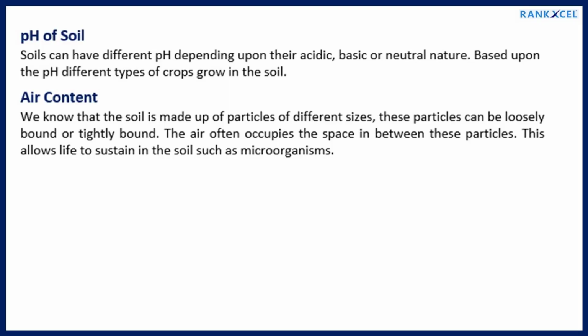pH of soil. Soils can have different pH depending upon their acidic, basic or neutral nature. Based upon the pH, different types of crops grow in the soil. Air content. We know that the soil is made up of particles of different sizes. These particles can be loosely bound or tightly bound. The air often occupies the space in between these particles. This allows life to sustain in the soil, such as microorganisms.